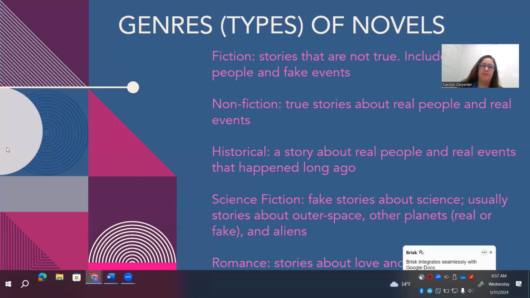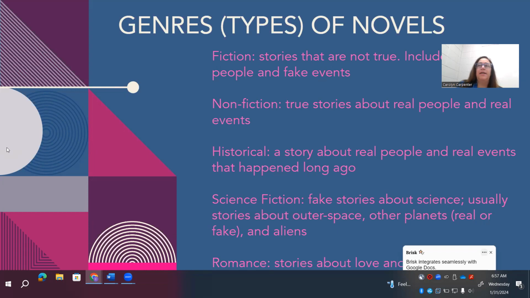Okay, so there's several different genre types of novels. One would be fiction. So fiction are stories that are not true. The things that happen in the story are not real. The people are not real. The events are not real. And then you have nonfiction, which is the opposite. Nonfiction are true stories about real people and real events, real things that happened.